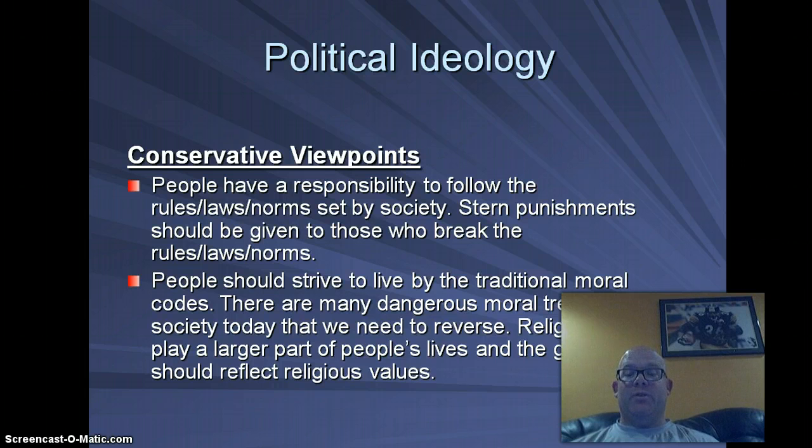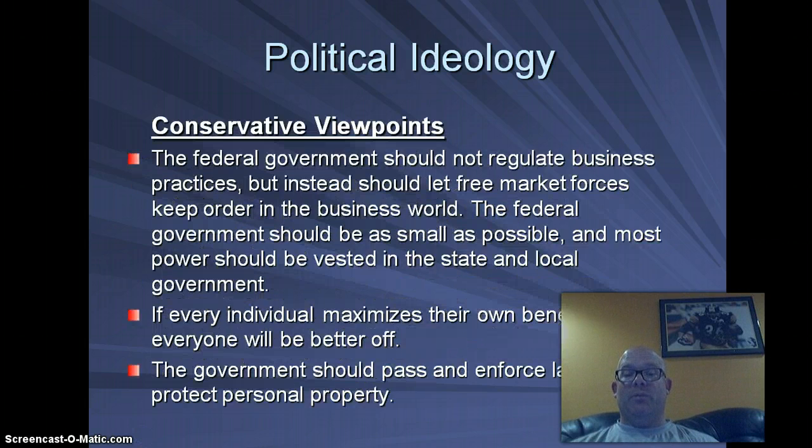All people in a society should strive to live by traditional moral codes. And again, the feeling of conservatives is going to be that there are some dangerous moral trends in society that we need to reverse. They also believe that religion should play a much larger part in people's lives.